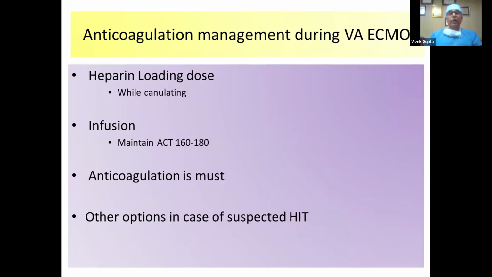And we ensure adequate anticoagulation by giving heparin as a loading dose while cannulating. And the anticoagulation is maintained with a heparin infusion, maintaining an ACT around 160 to 180.